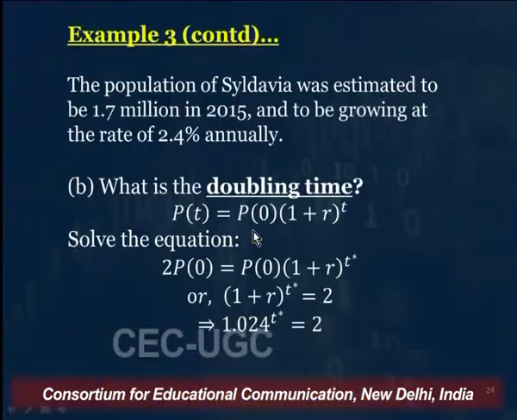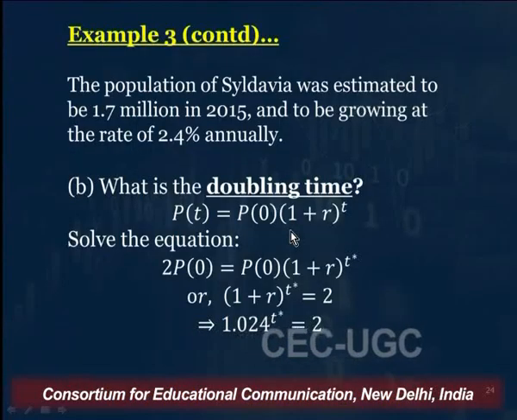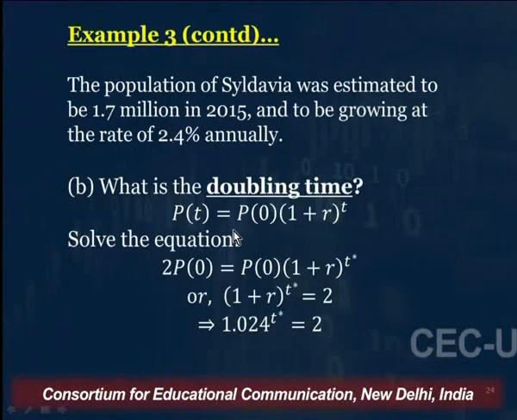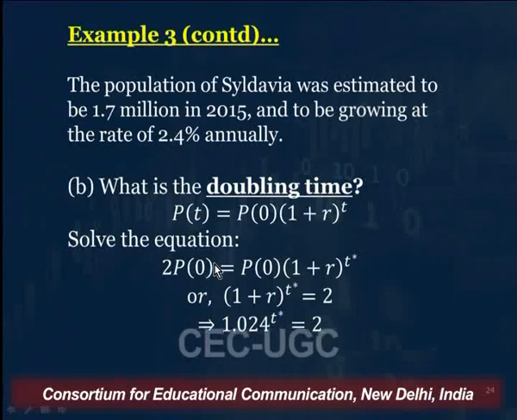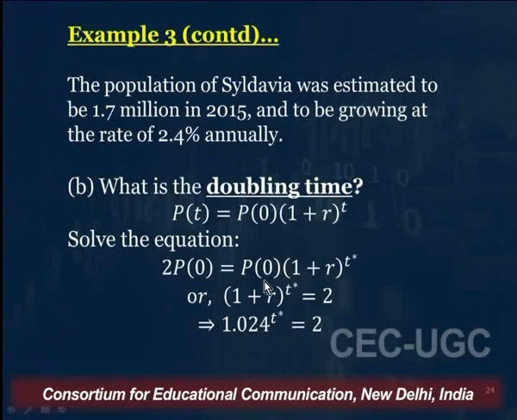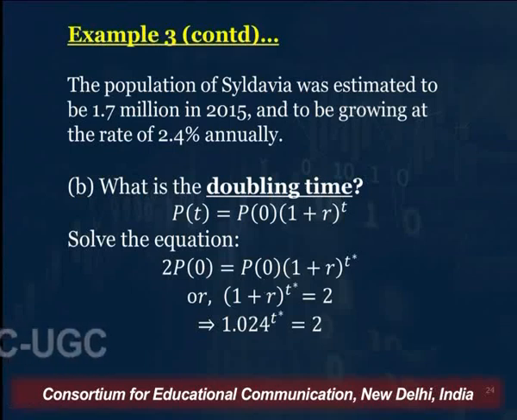So let's go back to our question for Sildavia and calculate our doubling time. So remember, our population in time period t is given by population at time period 0 times 1 plus r to the power t. Because I'm looking at the doubling time, my final value of the population p of t is 2 times p of 0. So you note here the initial populations just get cancelled immediately. That is why the initial starting population doesn't matter when you calculate the doubling time.